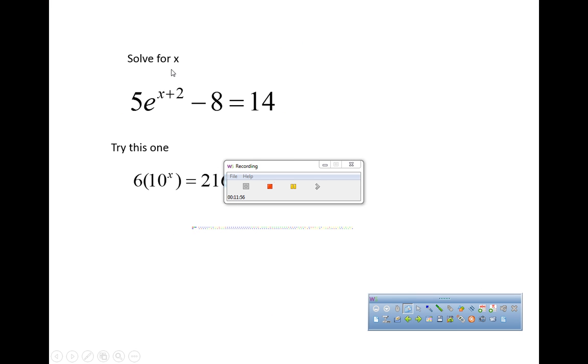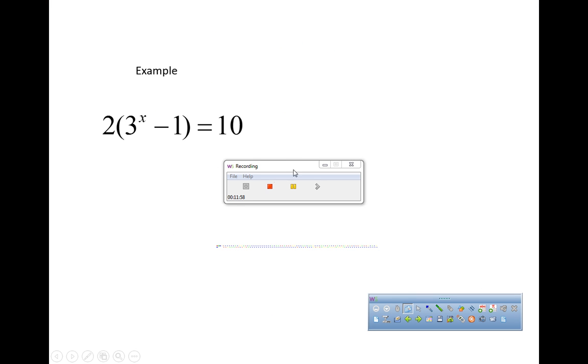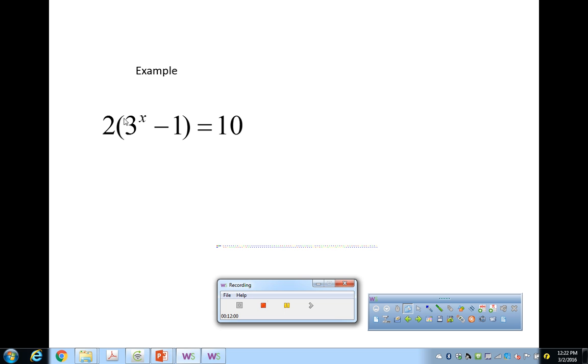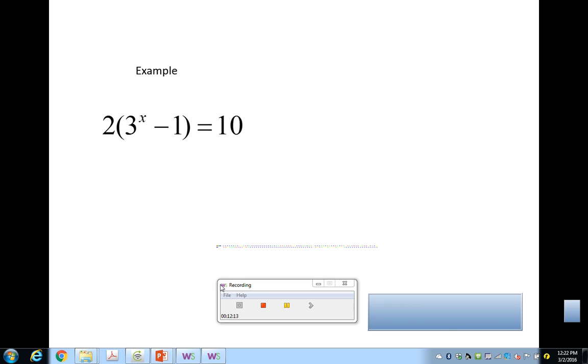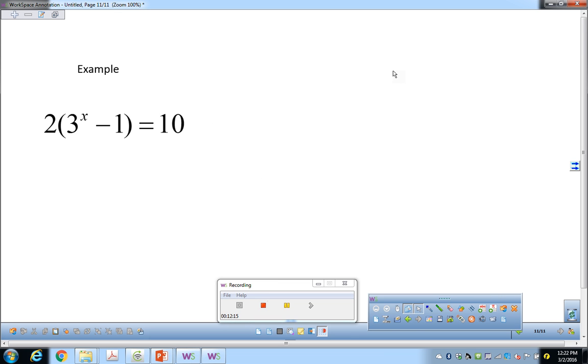Let's move on. We're almost done already. You want to try this one on your own? Try this one. Try this. Okay, wait. I have to take a picture of it. I'm going to do the example, and then you can check.